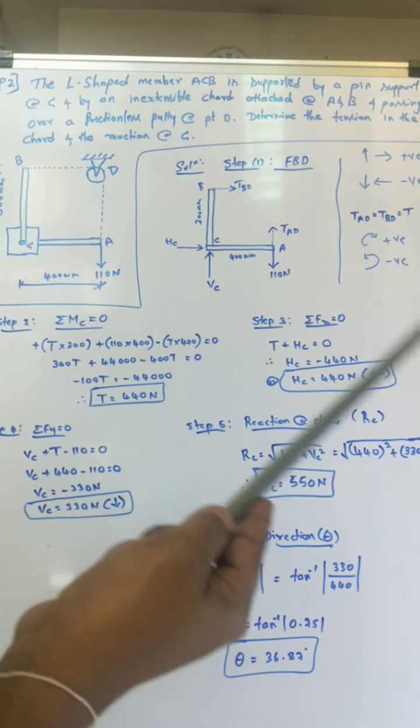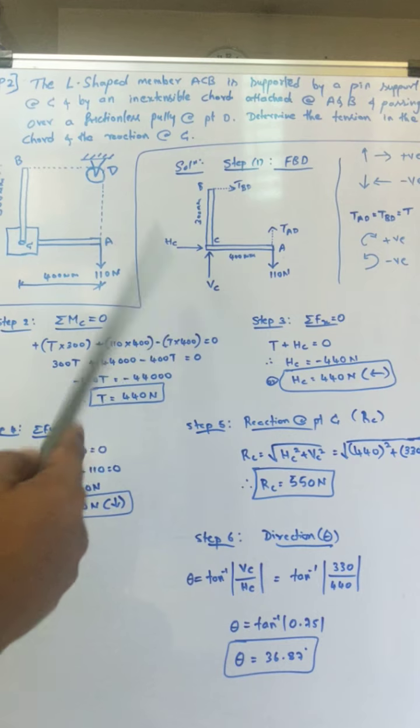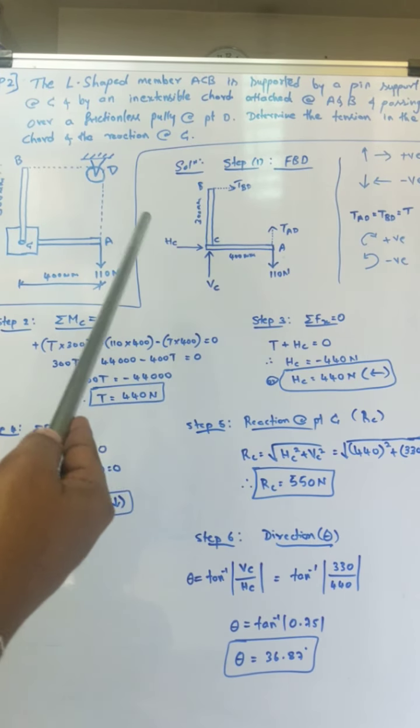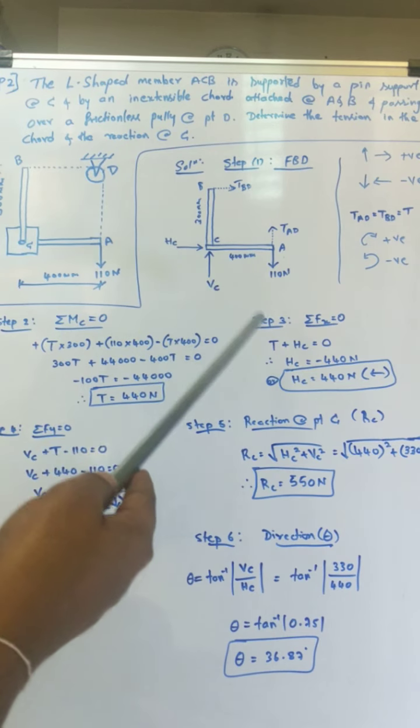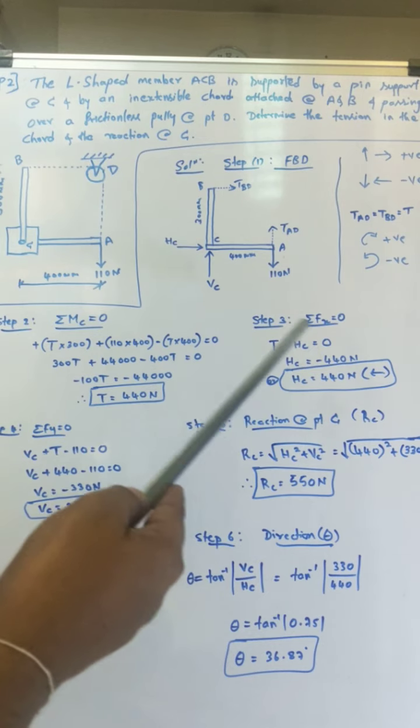You can take the opposite direction also, but you have to assume a direction. If your assumed direction is right, then you will get a positive answer. If your assumed direction is wrong, then you will get a negative answer. The magnitude will be the same, only the direction will change.